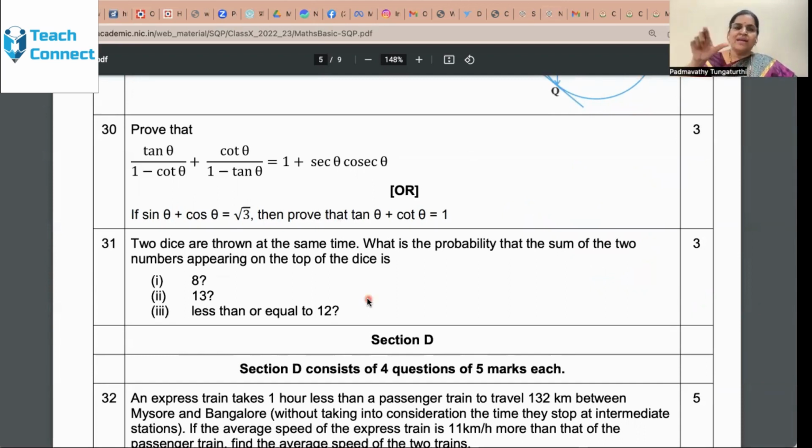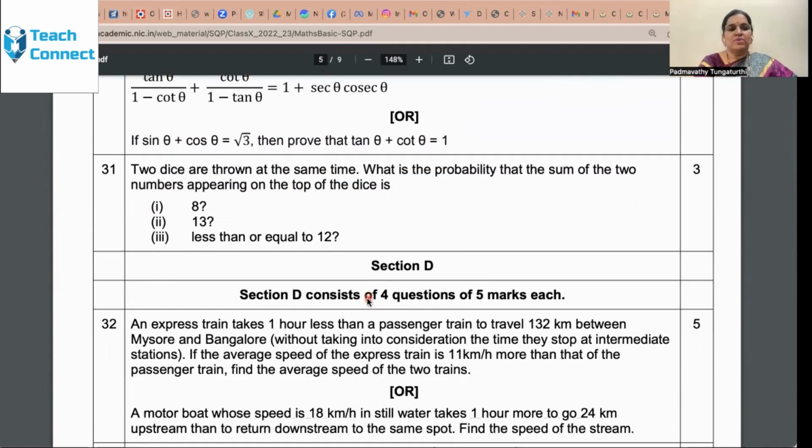Or do they want to write down in A by B, drawing a triangle? Let them do it. It is not necessary that they do by formula only. Sin theta plus cos theta is equal to root 3. Prove that tan theta plus cot theta is equal to 1.